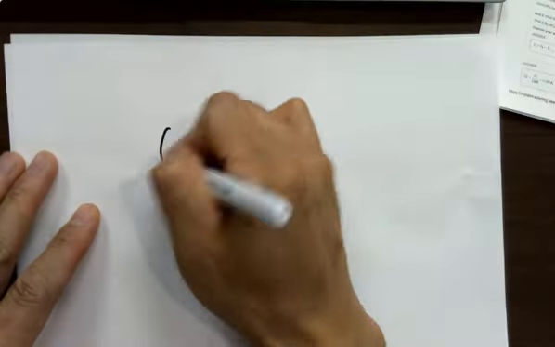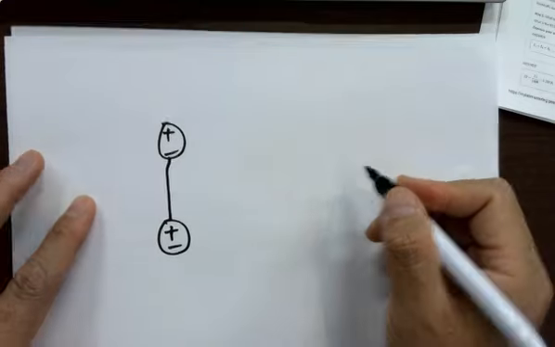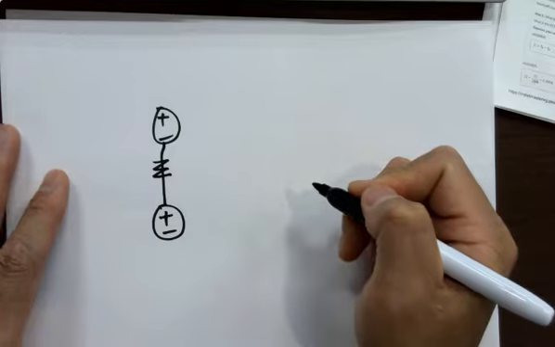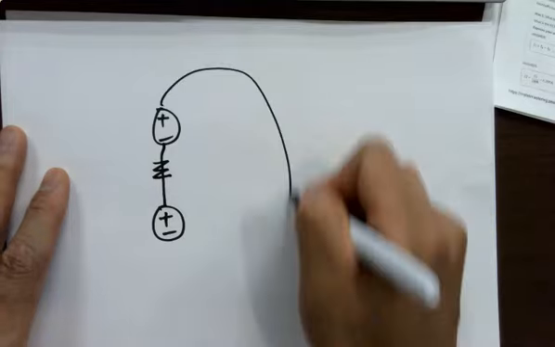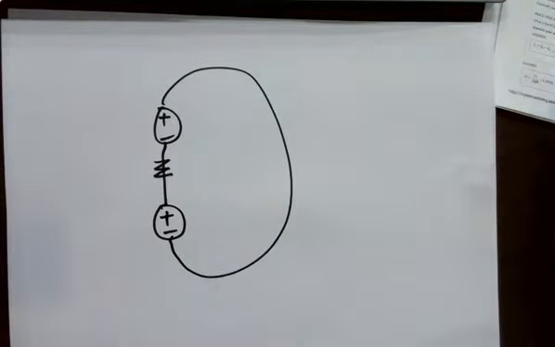Let's draw it. Good question. I'm answering all the questions you have. I had similar questions in the past. So you've got a battery here and another battery here. You are talking about connecting them like this, with a resistor in the middle. Will there be current? No, there's no loop on that. No loop, no current, because it's not closed.